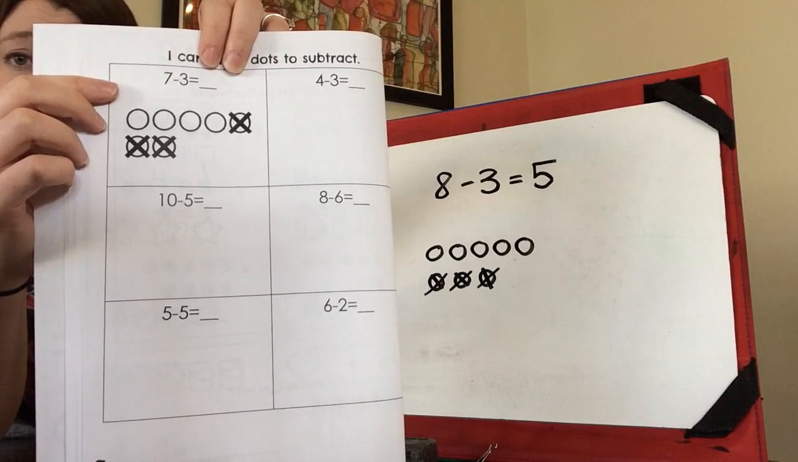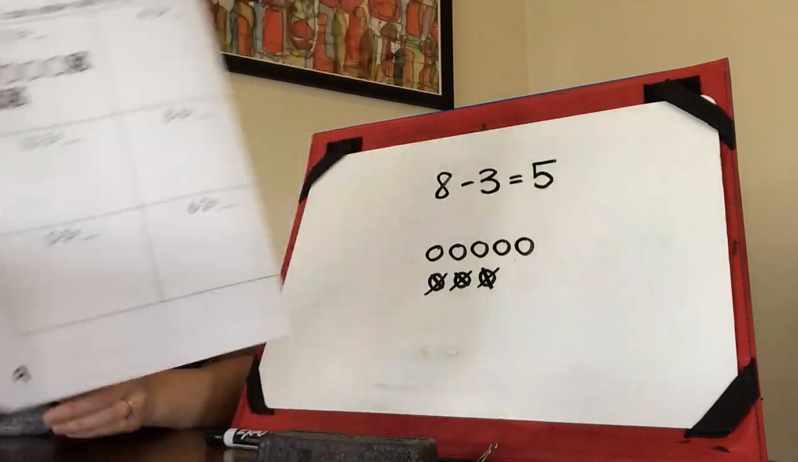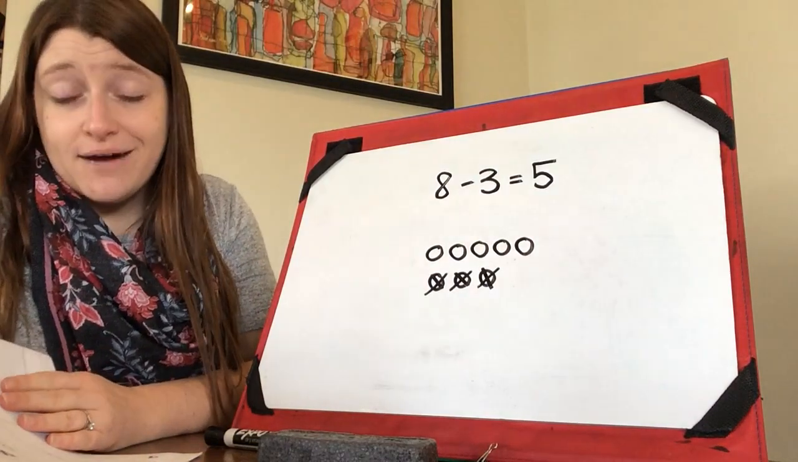So 7 minus 3 equals 4. And then there's some more practice for you to do with a pencil. Then I would really recommend not erasing because that will take too long.